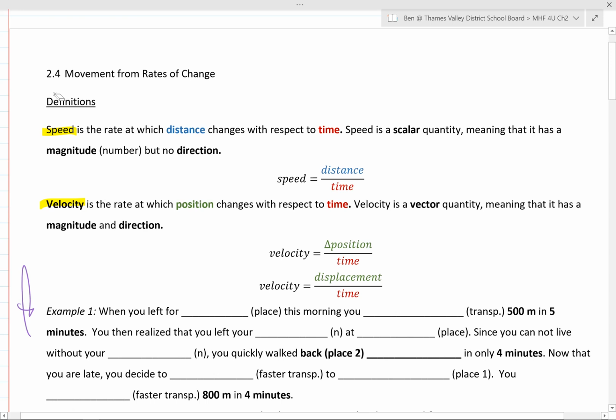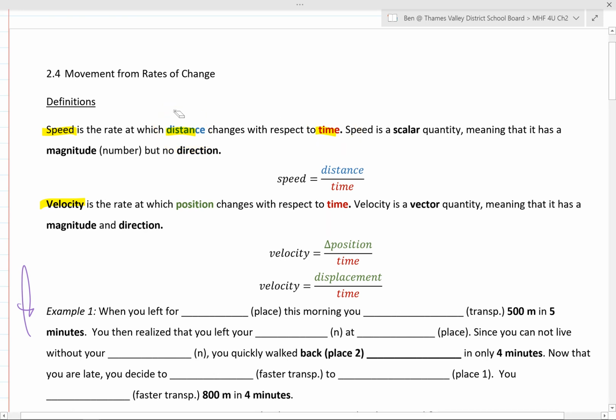Speed is the rate at which distance changes with time. So if you think about it, when you're driving a car, if you say you're driving at 50 kilometers per hour, then we're saying 50 kilometers, right? Kilometers is a distance, per hour, which is time. So we're comparing how distance changes with respect to time.